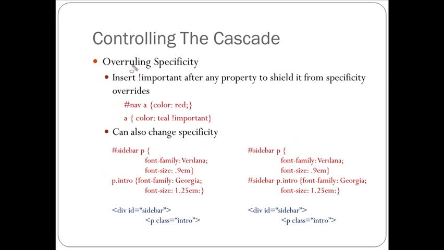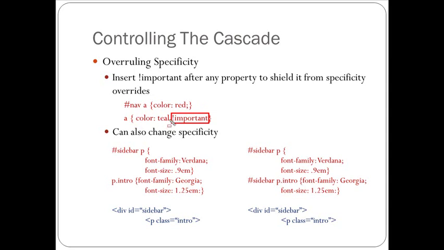You can also overrule specificity. You can insert an exclamation point important after any property to shield it from specificity overrides. So in this example here, the color red has the !important. Both of these selectors are styling the anchor tag. The top one has a value of 101 points, 100 for the ID, 1 point for the tag. The second one only has a value of 1 point. So normally the red would win, but because we added this important to it, this one's going to win. So it's going to be teal.